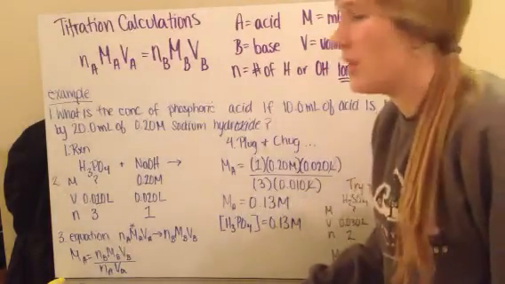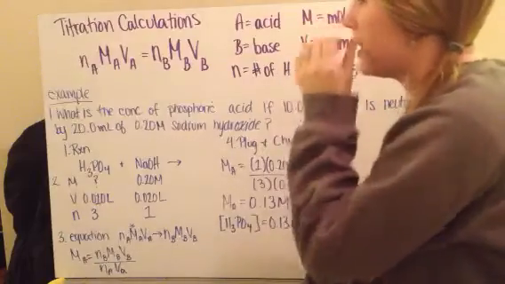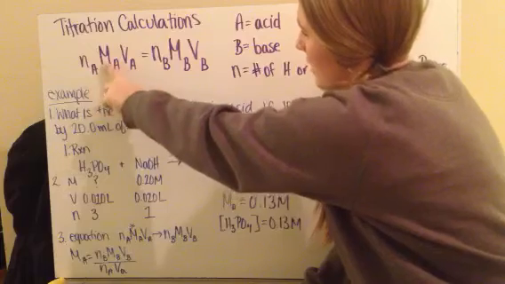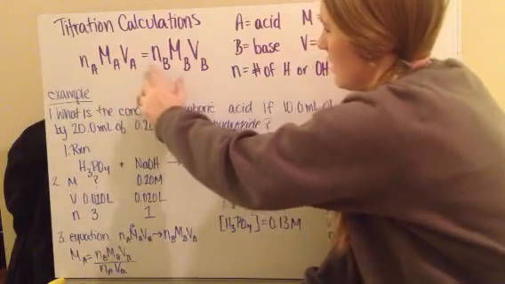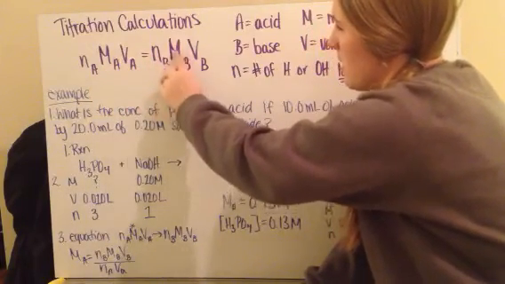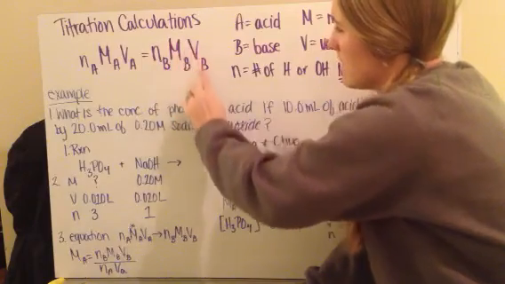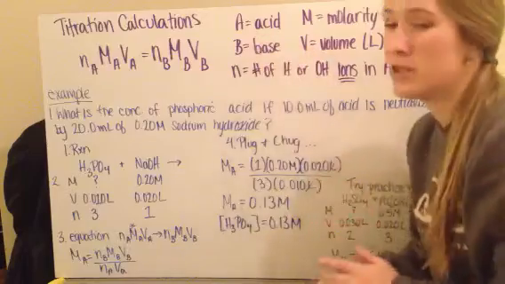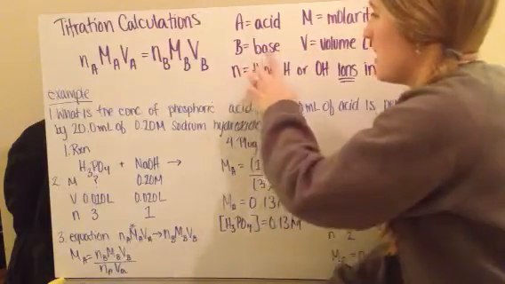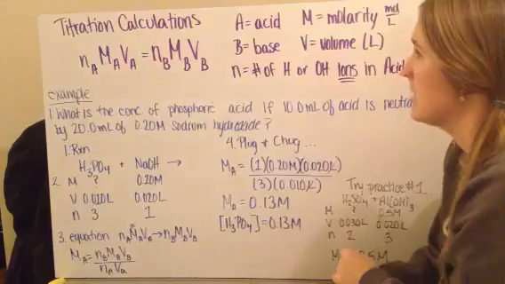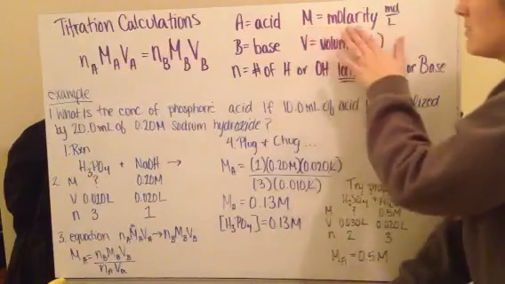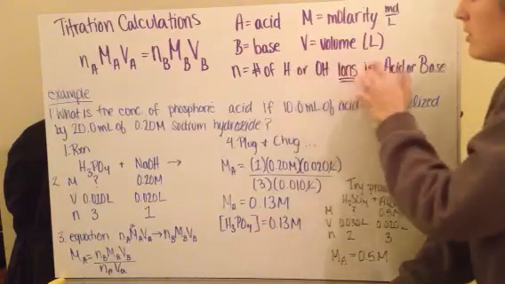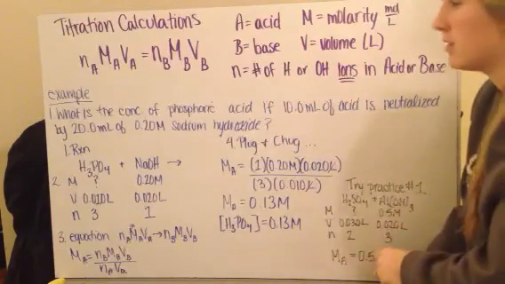On titration calculations, we have one equation: n sub a, m sub a, v sub a is equal to n sub b, m sub b, and v sub b. Subscript A tells you that it's referring to the acid. Subscript B is telling you it's referring to the base. Capital M is molarity in moles per liter. Capital V is volume, in our case here, in liters.